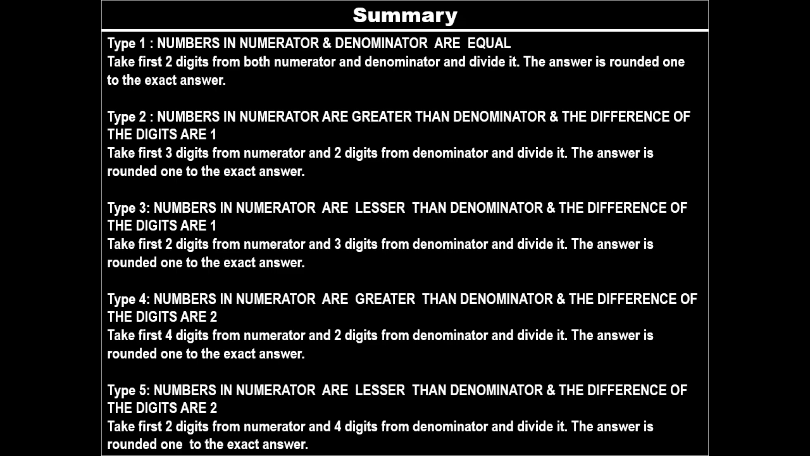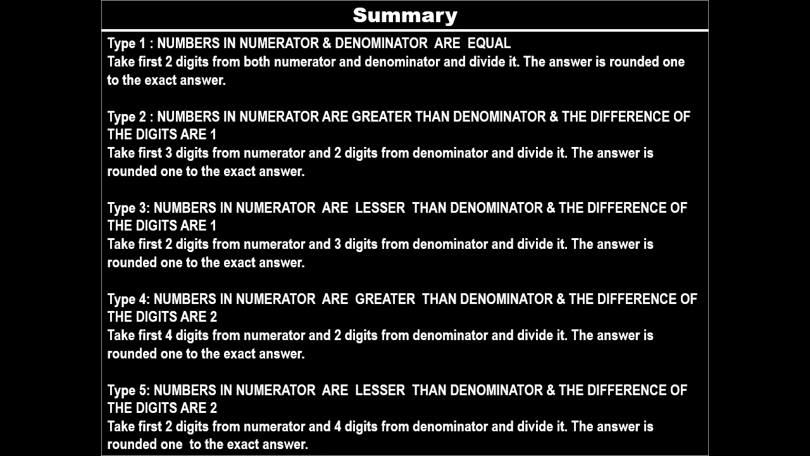Type 2: numbers in the numerator are greater than the denominator, and the difference of the digits must be 1. So what is the trick? Rule: take the first 3 digits from the numerator and 2 digits from the denominator and divide. The answer is rounded to the exact answer. What I taught you is in the summary, friends. Okay, see type 3.